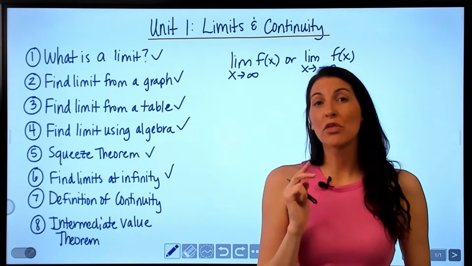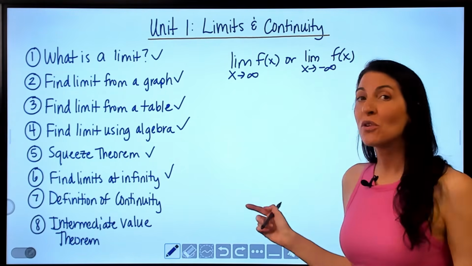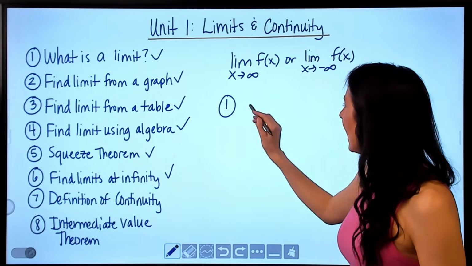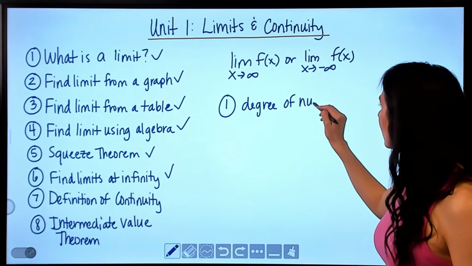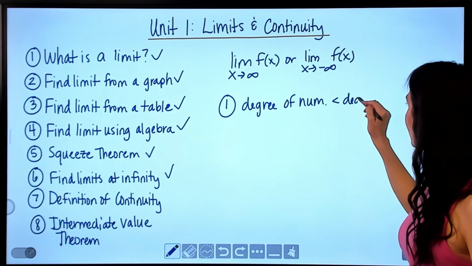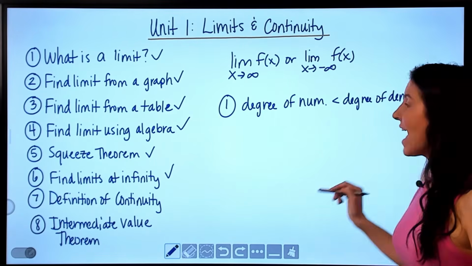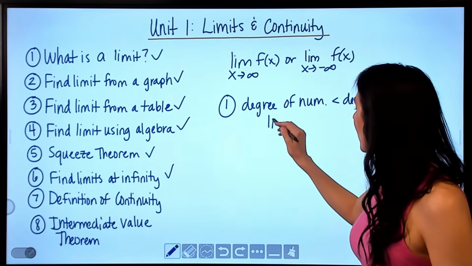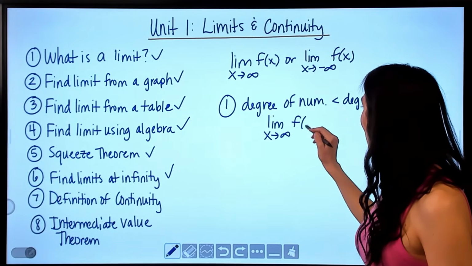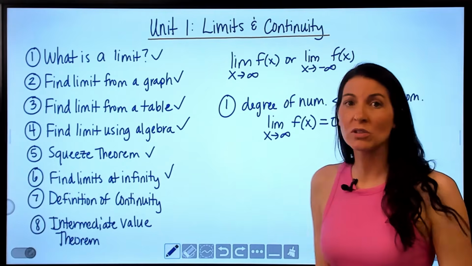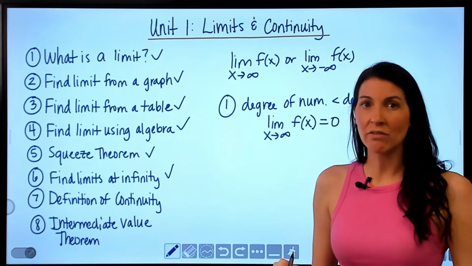I'm going to go through the 3 scenarios that could happen if you have a rational function. So for rational functions, one case could be that the degree of the numerator is less than the degree of the denominator. And if this is true, then the limit as x approaches infinity or negative infinity of f of x will be equal to 0. So that will be the horizontal asymptote of the function f of x.